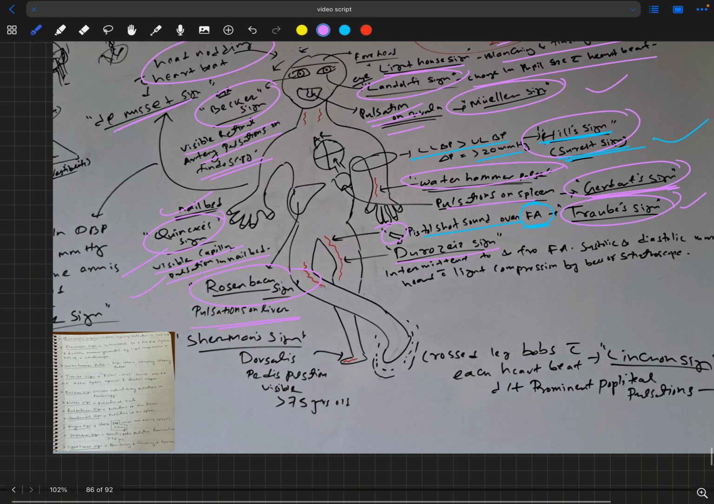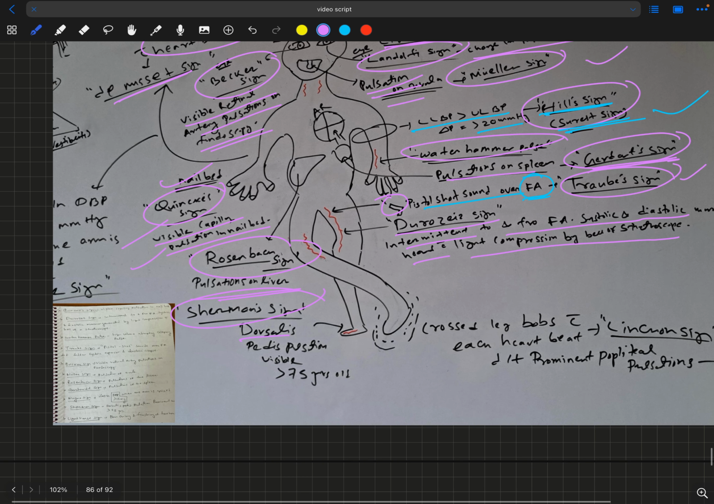Duroziez sign is an intermittent to and fro systolic and diastolic murmur heard with light compression of the stethoscope over the femoral artery. If we place the stethoscope on the femoral artery, we will hear a systolic and diastolic murmur. So what are other signs?